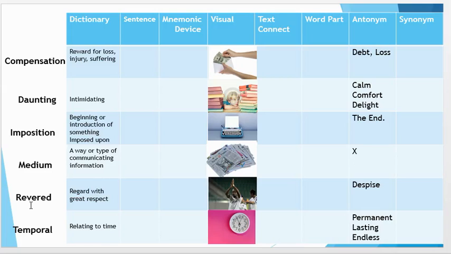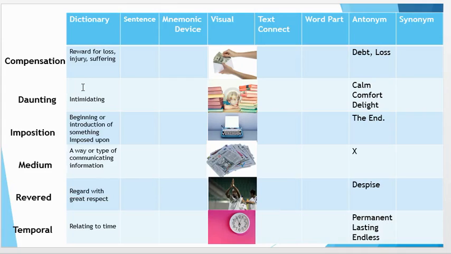Revered is the next word. This is regard with or having great respect. You can revere a famous football player or a famous soccer player. It's someone that you have a lot of respect for and you look up to. The antonym would be to despise. Lastly, temporal. This is relating to time. And as you can see, I have a picture here of a clock on the wall. The antonym would be something permanent, lasting, endless.